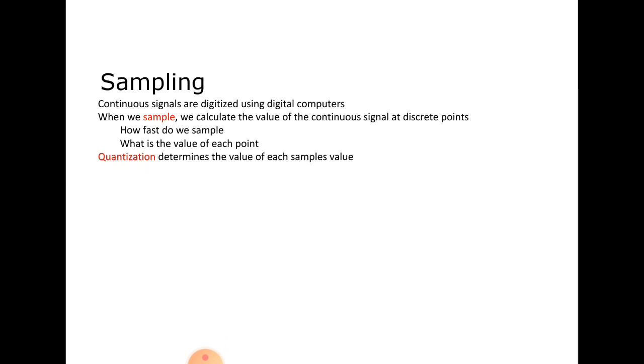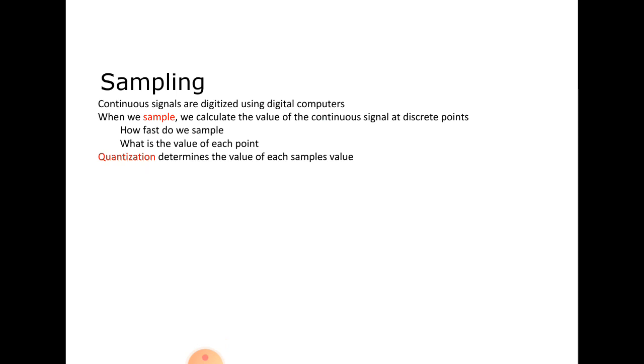What is meant by sampling? A continuous signal is converted into a discrete signal by the use of sampling. x(t) is represented as a continuous signal and x[n] as a discrete signal. Converting x(t) into x[n] is nothing but sampling. Continuous signals are digitized using digital computers.